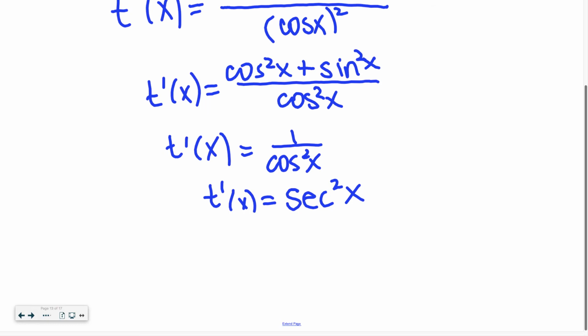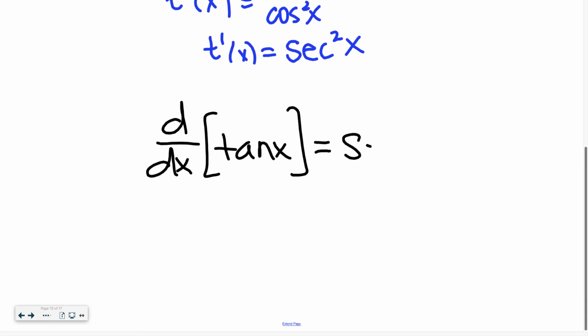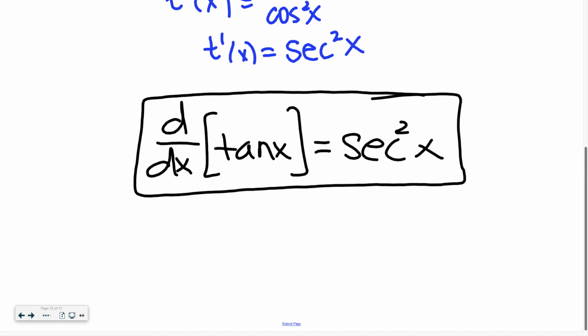Instead of having to do the quotient rule every single time, the derivative of tangent of x is secant squared x. You just proved that. Good job. We did it in general. We did it in terms of x. The derivative of tangent is secant squared. That's something that you need to remember.